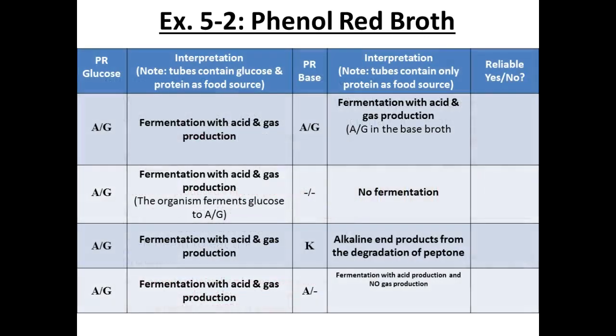So in this table, they're talking about comparing these two tubes, and that set of tubes is like a control set. This will also help you guys learn your code. So AG stands for acid and gas production from fermentation, which means they ate which food source? The sugar.